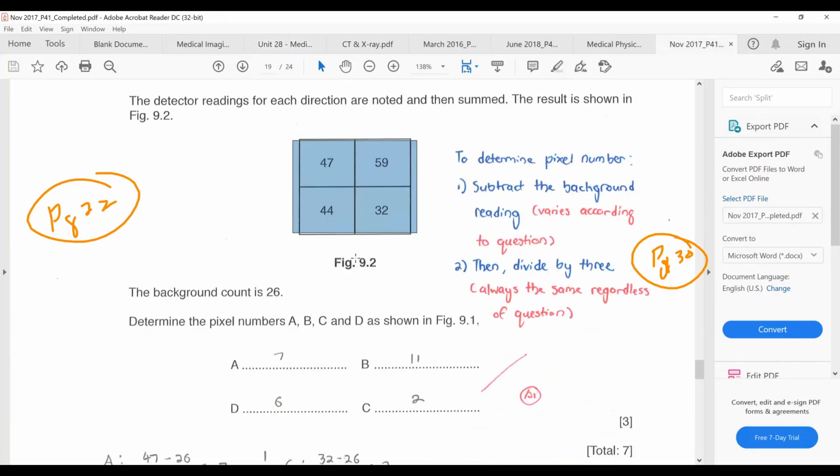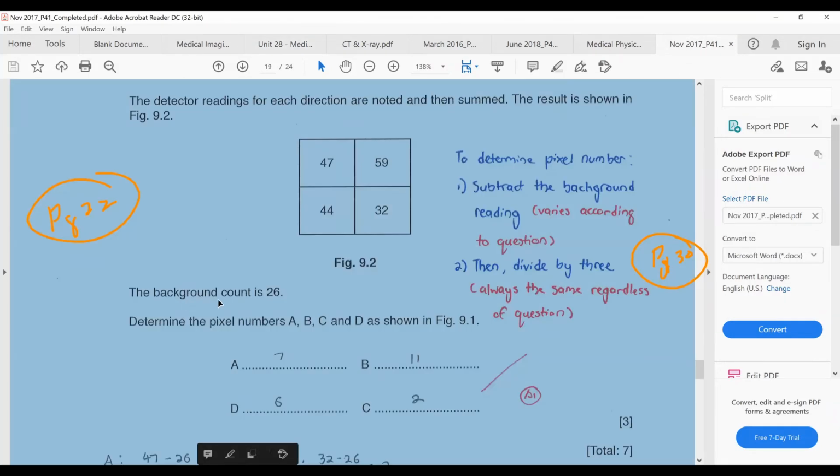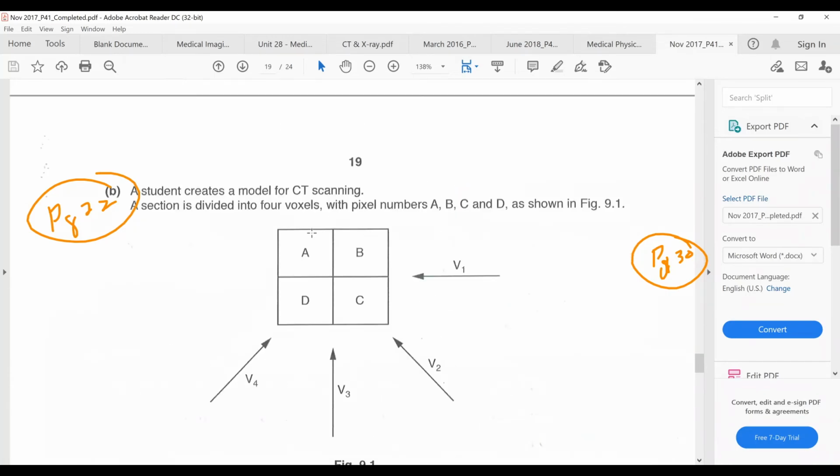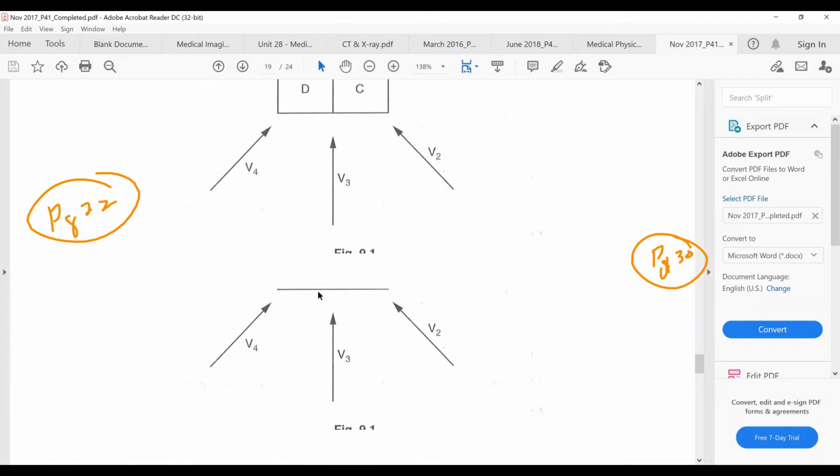Okay, then after that they tell you the background count is 26. Find out the pixel numbers A, B, C, D as shown in figure 9.1. When they ask you to find out the pixel numbers A, B, C, D, they're asking you to determine what is the actual values of the readings inside this slice.